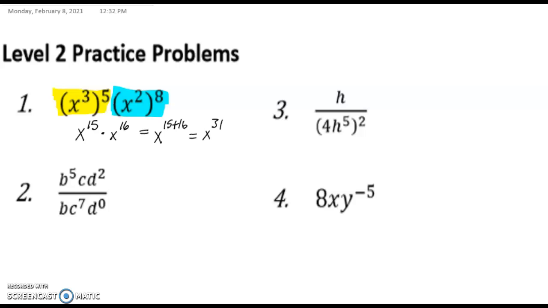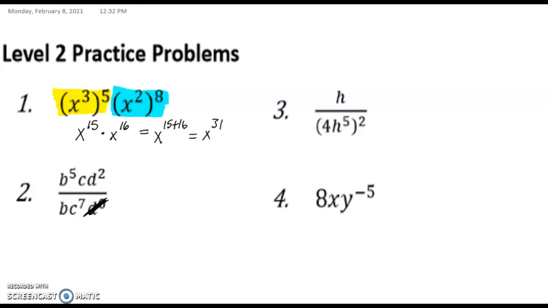Number 2 also has a lot going on. I always like to look first and see if I can deal with any zero powers or negative exponents. So right here we have d to the 0 power. So d to the 0 power equals 1, and we don't have to write 1, so we can just essentially cross it out. The reason we don't have to write 1 is if we have, for example, d squared over 1, that's just d squared.